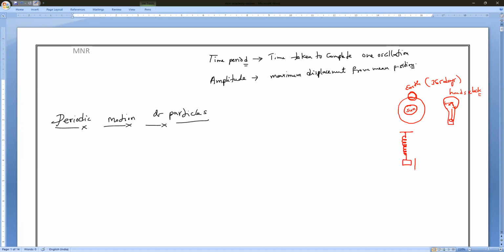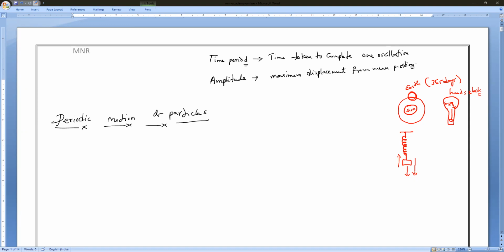So now if I stretch it and leave it, if there is no air friction, what will happen? The mass will come down and again go up. It will keep on oscillating. Am I right, guys? These are vertical oscillations of a mass. Please respond.